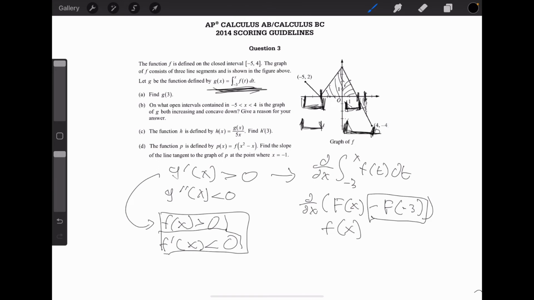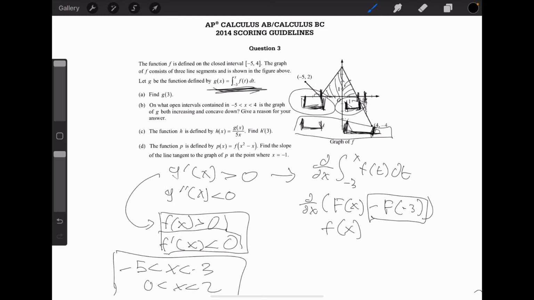So where on this graph does it satisfy both conditions? Well, we can see that this part satisfies and this part also satisfies because it's under this part, right? So since this satisfies both, we can consider them the intervals. So the interval would go from -5 to -3, and the second part would go from 0 to 2. And that is your interval of where it's both increasing and concave down.